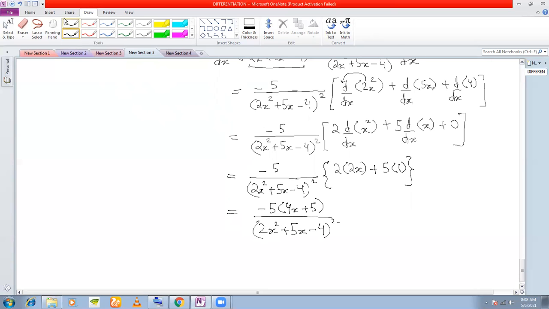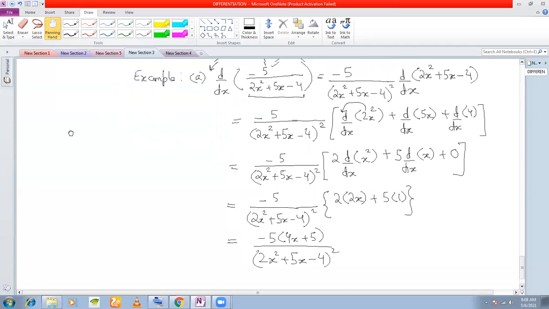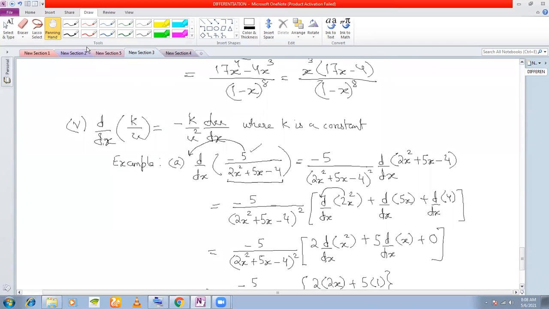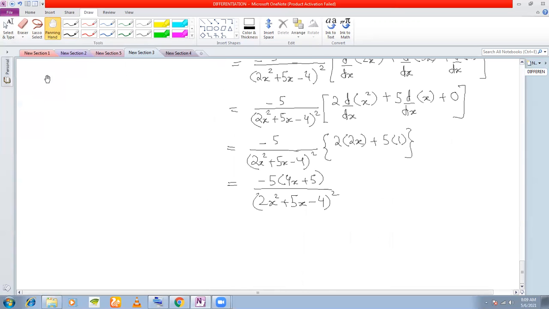Okay, so this is how you differentiate by this rule. Whenever you see a function below here, in the denominator, if you see a polynomial function, this is how you will differentiate. Okay, let us take another example of this.